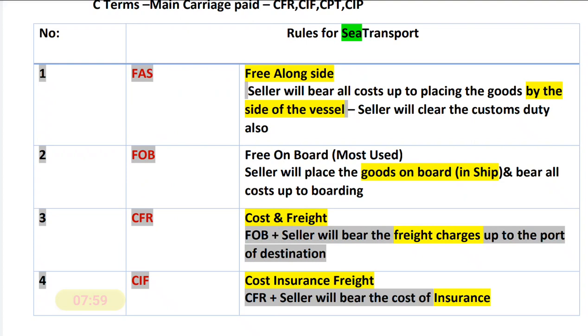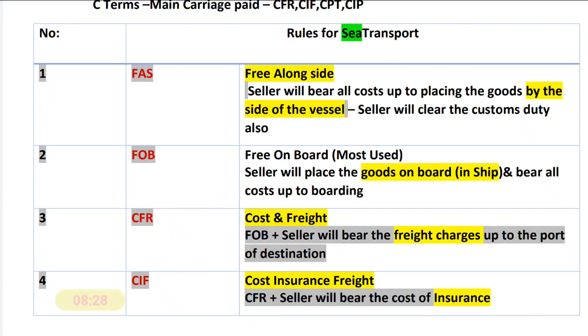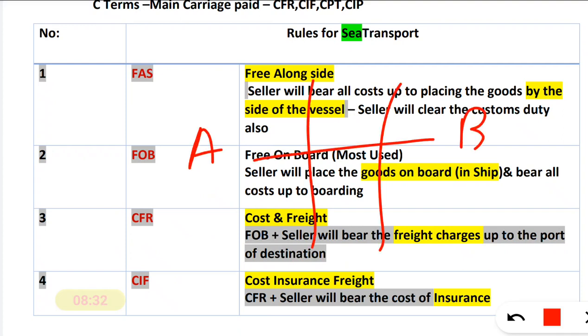So simply, what do you mean by freight? Obviously the freight charges, or the courier charges, or the transportation charges. Now CFR means the cost and freight will be borne by the seller. CFR means FOB plus the seller will bear the freight charges up to the port of destination, the transportation charges. Now see, suppose here is A and here is B and here is the C route. They have to go from A to B.